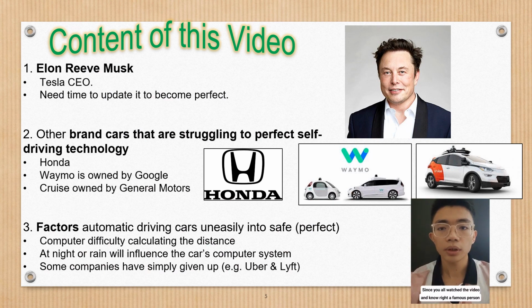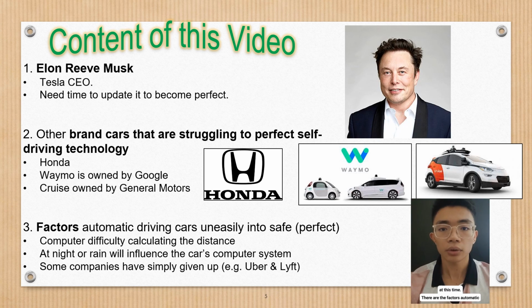Since you all watched the video and now like a famous person, that is Elon Musk. He's a Tesla CEO, Twitter CEO, SpaceX CEO, and so on. Now he still needs time to update the automatic driving car, which is the Tesla car. There are a lot of different brands also struggling to become perfect self-driving cars. There are Honda, Waymo owned by Google, and Cruise owned by General Motors. They predicted that 2020 would have a full self-driving car, but still not yet at this time.